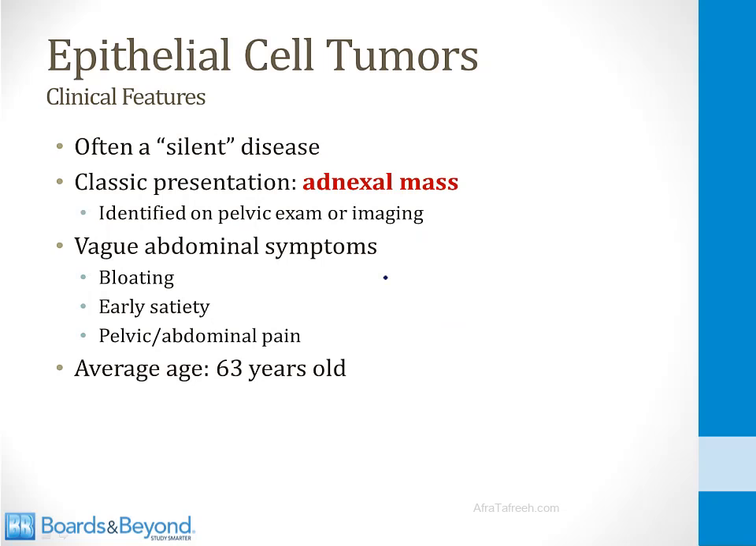As we'll see in a minute, there are many different subtypes of ovarian epithelial cell tumors, but they all have similar clinical features. First of all, these types of ovarian tumors are often a silent disease. They usually aren't recognized until the very late stages, and unfortunately, we don't have good methods for screening for ovarian epithelial cell tumors. The classic presentation is an adnexal mass that's identified on pelvic exam or on imaging. Sometimes women have vague abdominal symptoms like bloating and early satiety or pelvic or abdominal pain, but often the tumors have no symptoms at all, and this is largely a disease of older women. The average age at diagnosis is 63 years old.